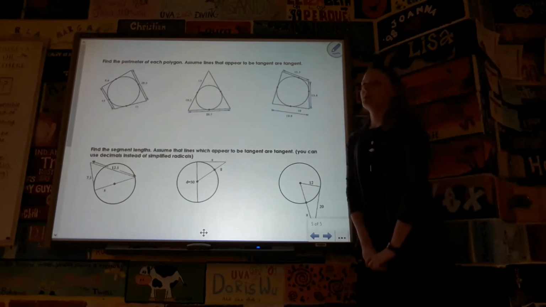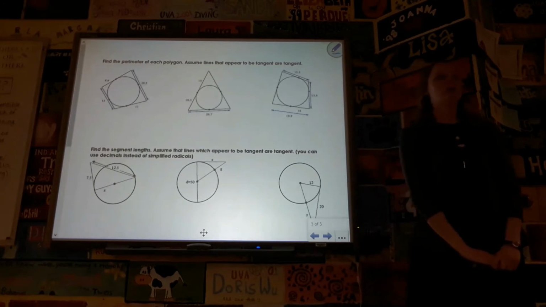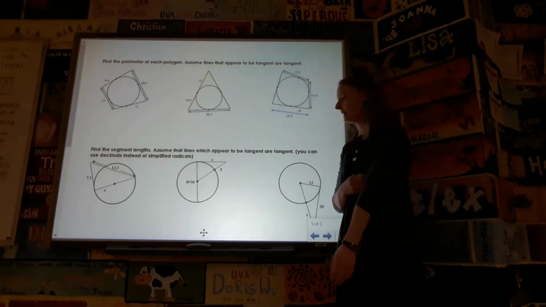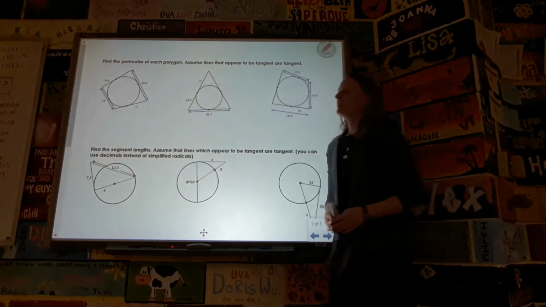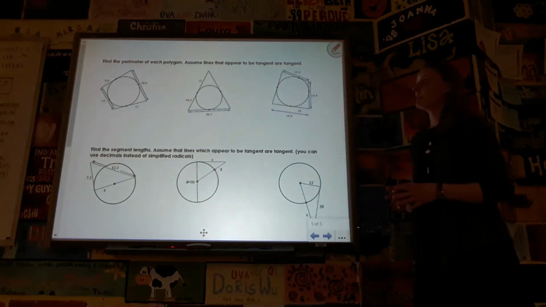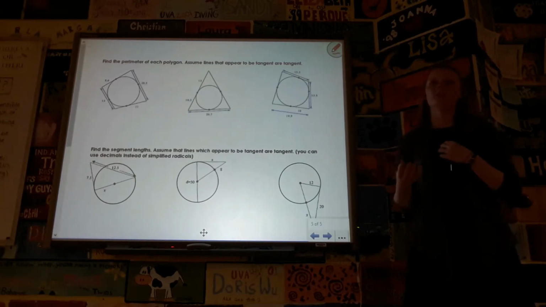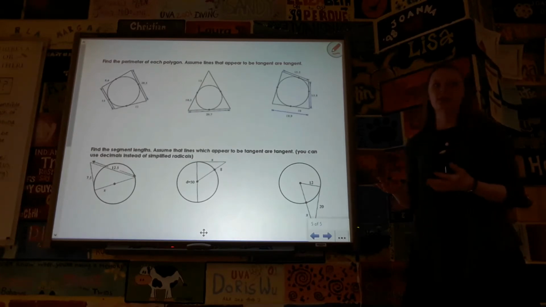Alright, these ones are also going to be the clown hat rule. They look intimidating, but they're actually quite simple. So these ones we're going to find the perimeter of these shapes by using the clown hat rule. We're going to assume lines that appear to be tangents are tangents. Again, they've given us permission.